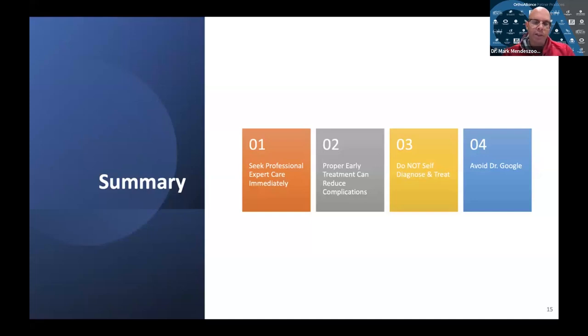And lastly, try to avoid Dr. Google if there is a medical emergency or an injury that requires emergency room treatment.